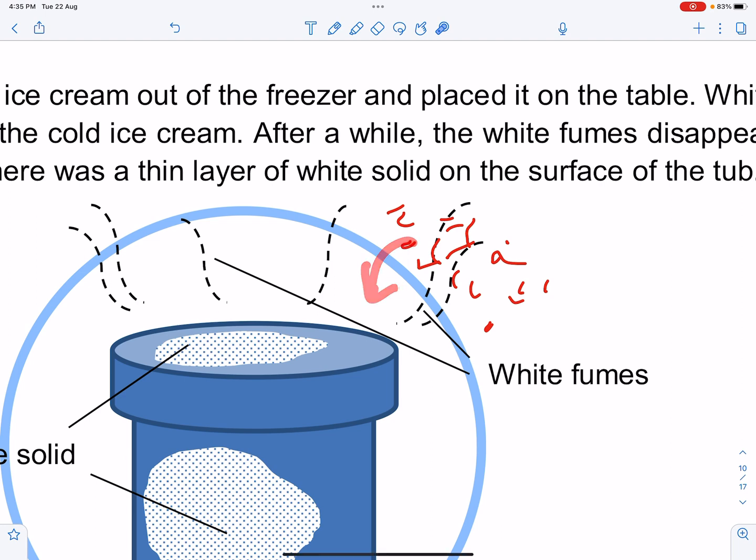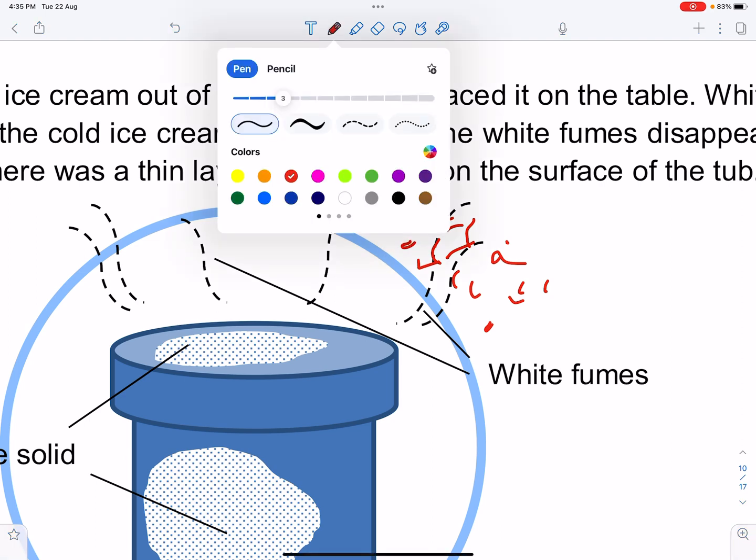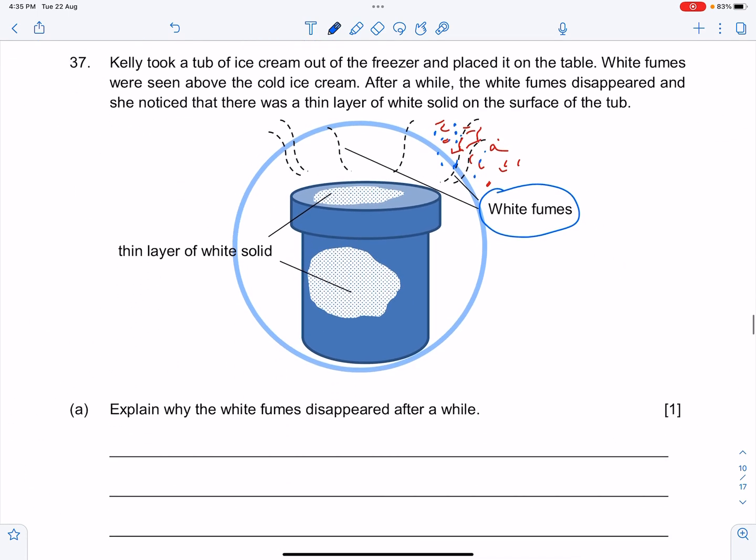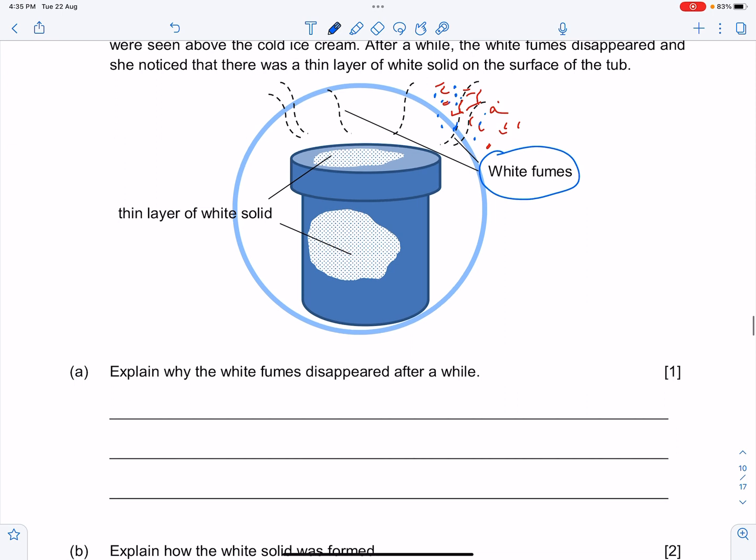As it loses heat, it starts to condense into very tiny water droplets, that appear to be my white fumes, just like the white clouds in the air. All right. So now I know that these white fumes are actually tiny water droplets. Now, the question then asked, explain why the white fumes disappear after a while.